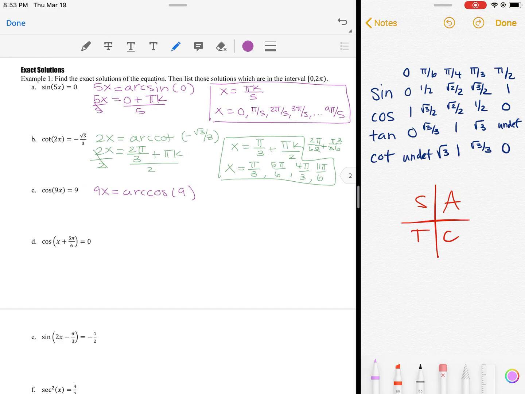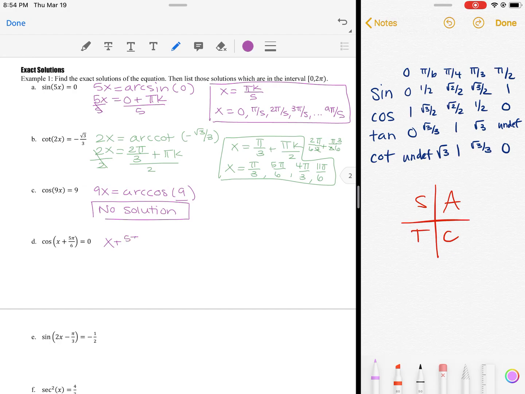Cosine, or you can think about the outputs of cosine are only between -1 and 1. So for arc cosine, your input should be between -1 and 1, and we're inputting 9. So therefore, this has no solution. There are no angles that will give us a value of 9 for sine.